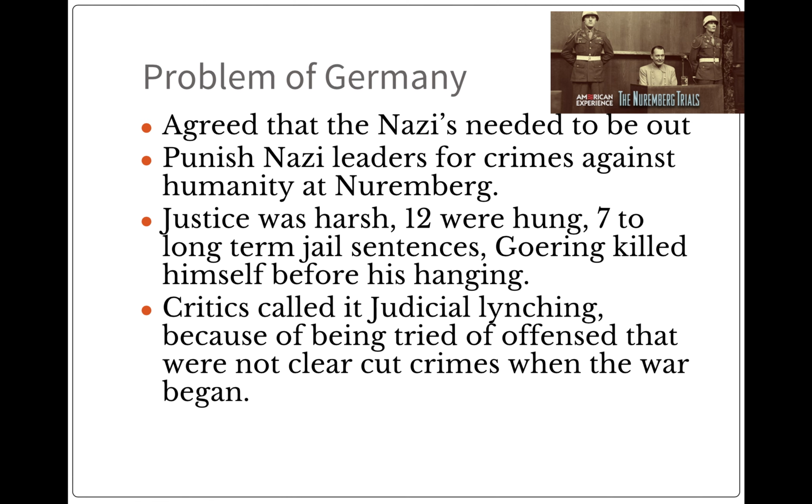The problem of Germany after World War II: there was an agreement that the Nazis needed to be out of government, and then they wanted to punish the Nazi leaders for crimes against humanity. So they placed Nazi leaders on trial in Nuremberg. Twelve were found guilty and hanged, seven found guilty and sentenced to long jail terms or life terms. Critics of the Nuremberg trials called it a judicial lynching because the individuals were being tried for offenses that were not clear-cut crimes when the war began.